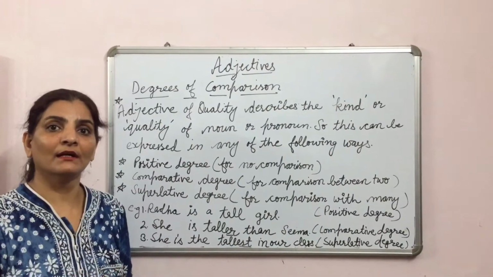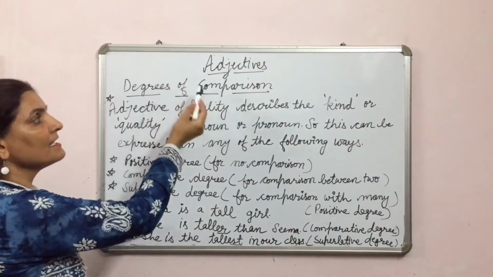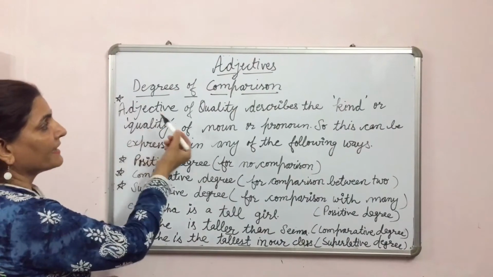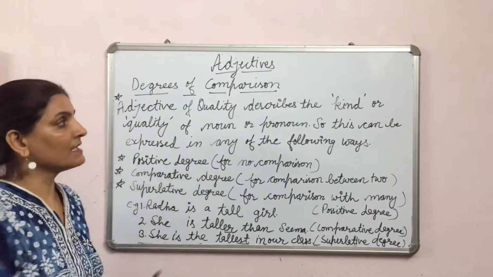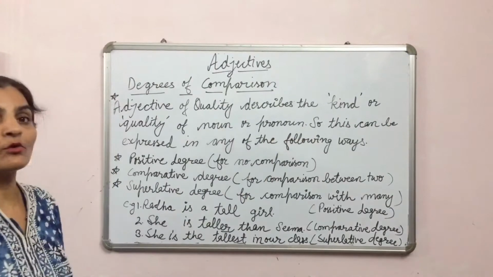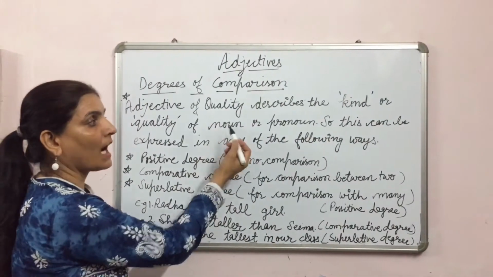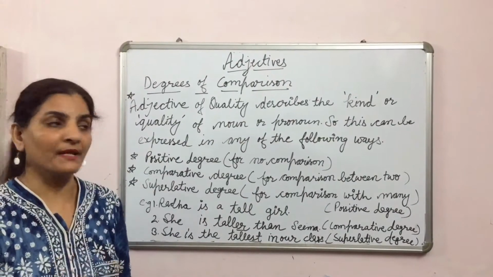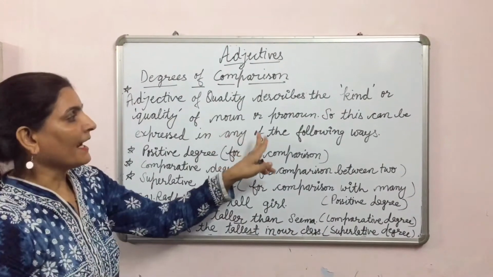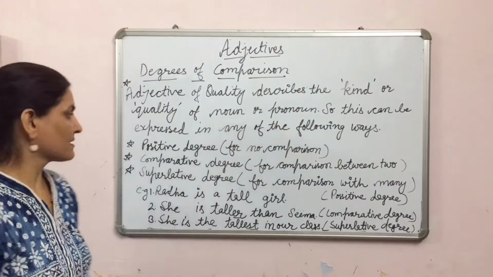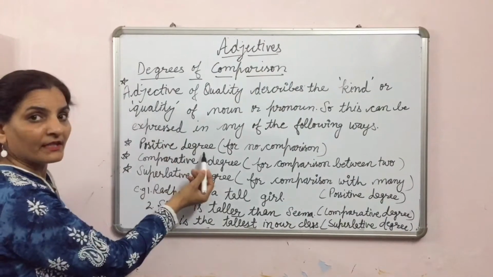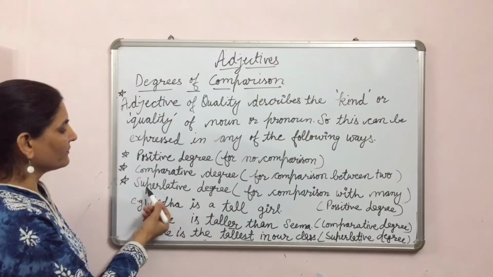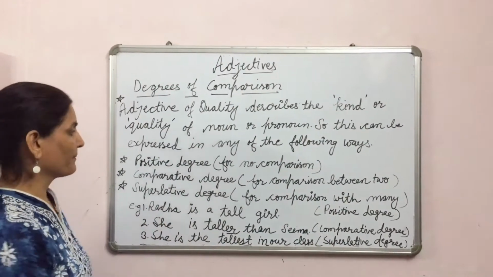Today we will learn about degrees of comparison. Adjective of quality describes the kind or quality of a noun or pronoun. So this can be expressed in any of the following ways: Number 1, positive degree; 2, comparative degree; and 3, superlative degree.